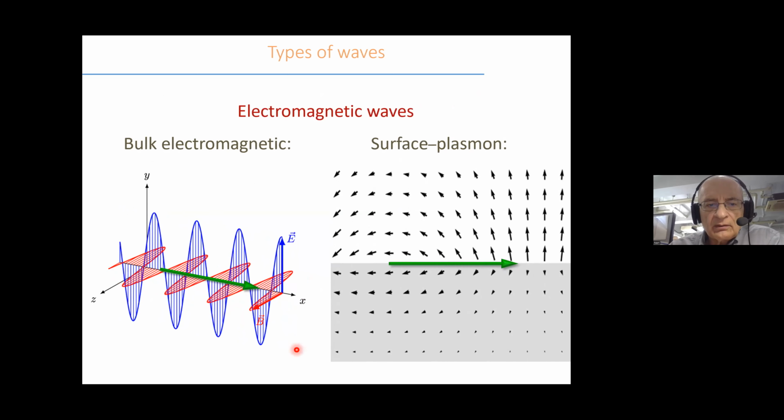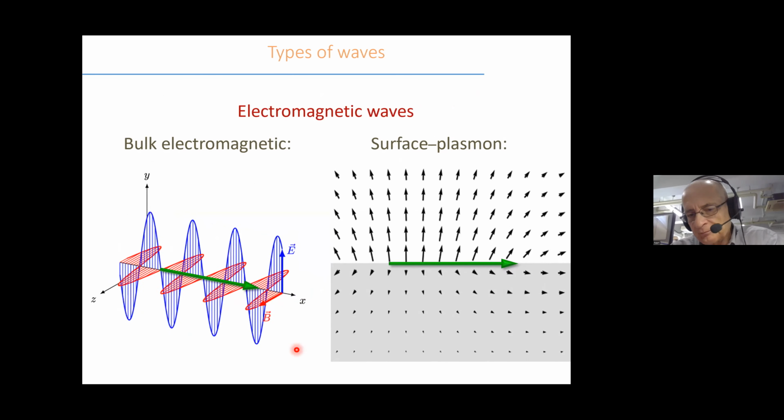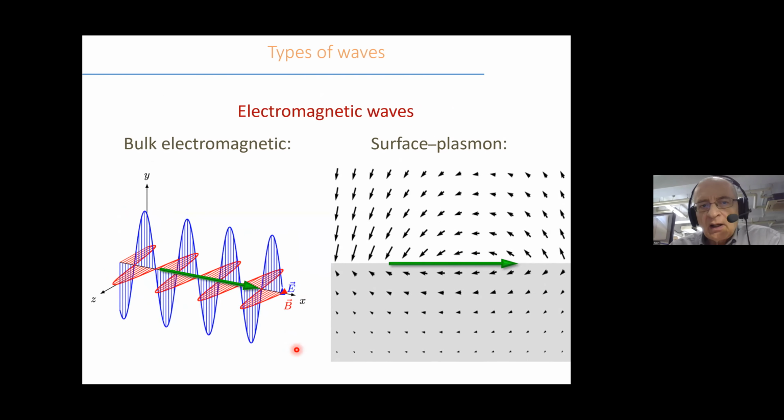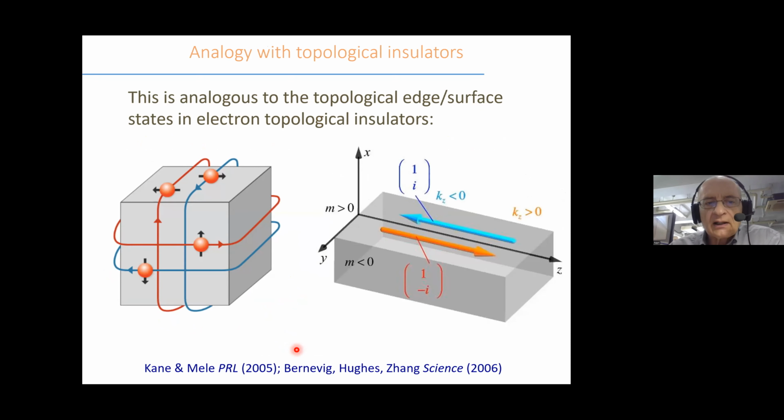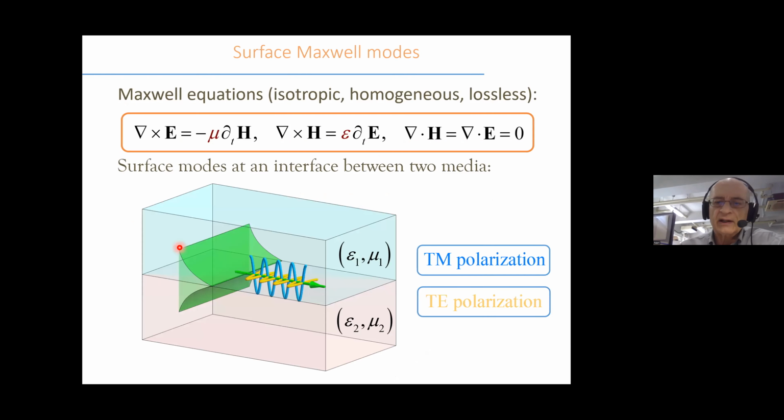And then you can look at bulk electromagnetic waves, you look at surface plasma. As soon as you put surfaces, things change. So now we initially were looking at analogies between these surface states, edge and surface states, with electron topological insulators from the electron case to the optical case. And then we're asking the question, well, can these basic surface waves in Maxwell equation be described as topological surface modes? Do the surface plasmons at the metal dielectric interface have a topological origin? And we find that this is the case because we're looking at the questions here.